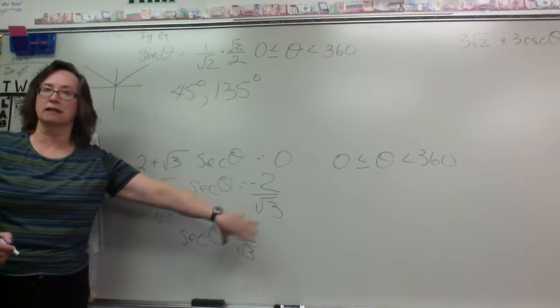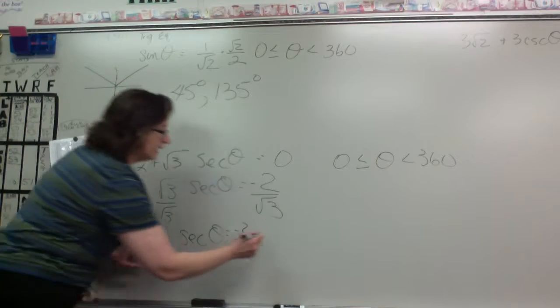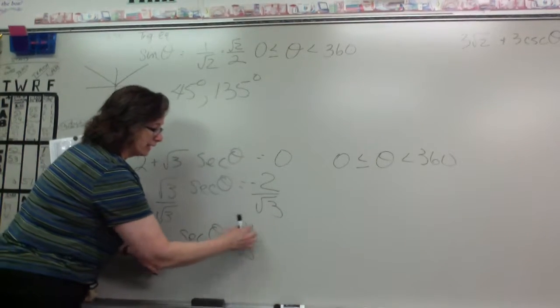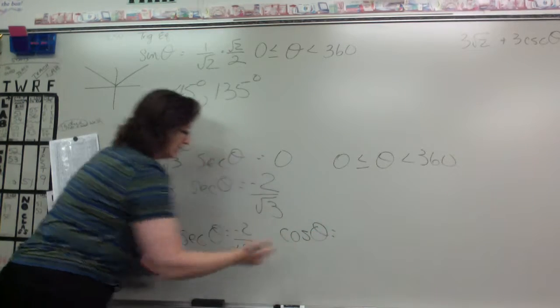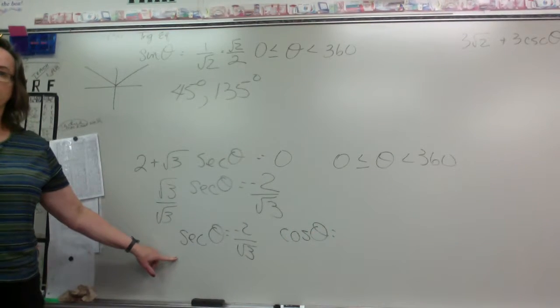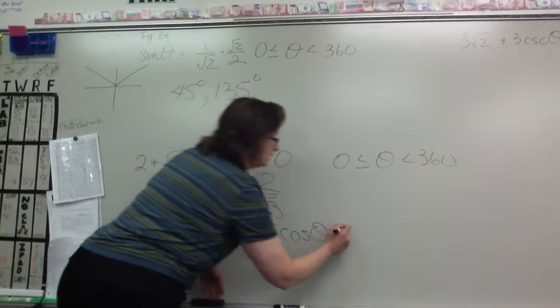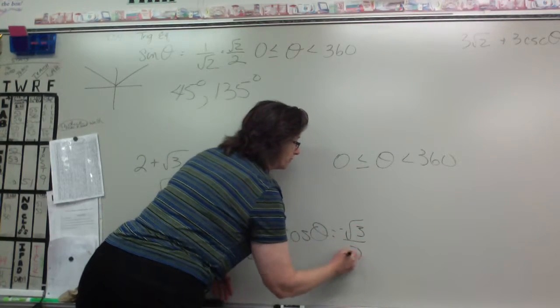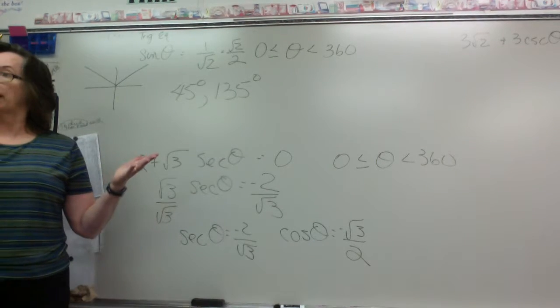Since this is not looking familiar to me at all, can I turn it into the cosine? Can I say, if the secant of theta is negative 2 over the square root of 3, then the cosine of theta is equal to what? Right? Flip that. It's going to be negative square root of 3 over 2. Okay, so that's one of our special values, right?